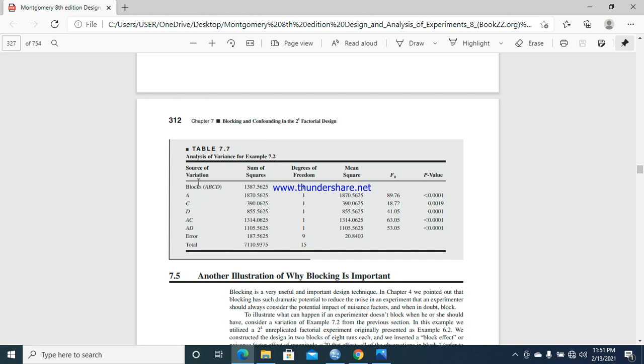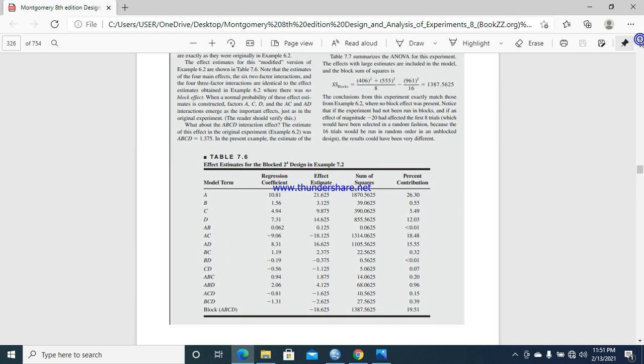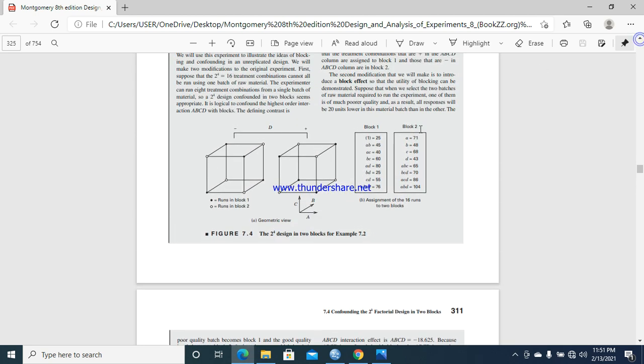Based on the confounding, these are the confounded effects. The important thing after confounding is this: suppose we want to perform an experiment and our treatment combinations are 16, and we have material to conduct the experiment for only 8 treatment combinations. Then we divide them into two different blocks, 8 treatment combinations in one block and 8 in another, and we select randomly 4 different treatment combinations from one block and 4 from the other.